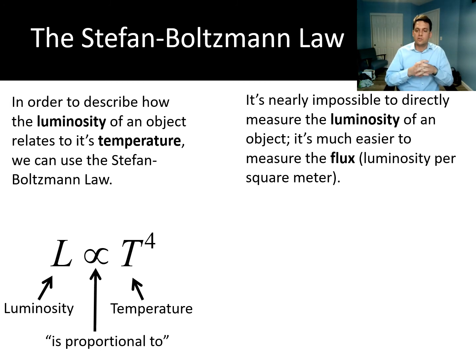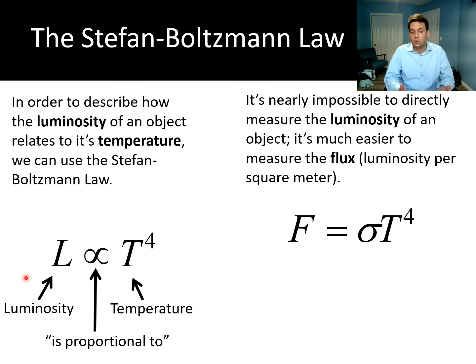It's much easier to measure something that's called the flux, or the intensity, which is the luminosity per square meter of area. And so for that, we can rewrite the Stefan-Boltzmann law and say, since we're not going to be able to measure the total luminosity, we're actually going to measure the flux, how much energy is passing through a square meter per second. That we can measure with detectors. And so we're actually going to change this proportional sign into an equal sign.